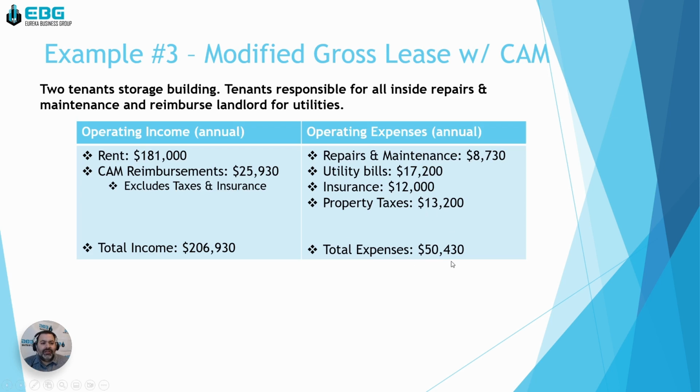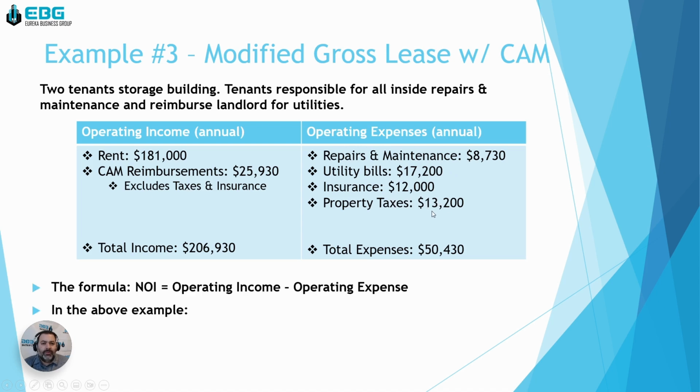So if you look at the math over here, I have my repairs, I have my utility bills, that's what gets reimbursed, but I'm not going to get reimbursed for insurance and taxes. So in this example, my NOI would be the $206,930, which was the total income that I'm getting reimbursed, less my expenses. $156,500 is my NOI.